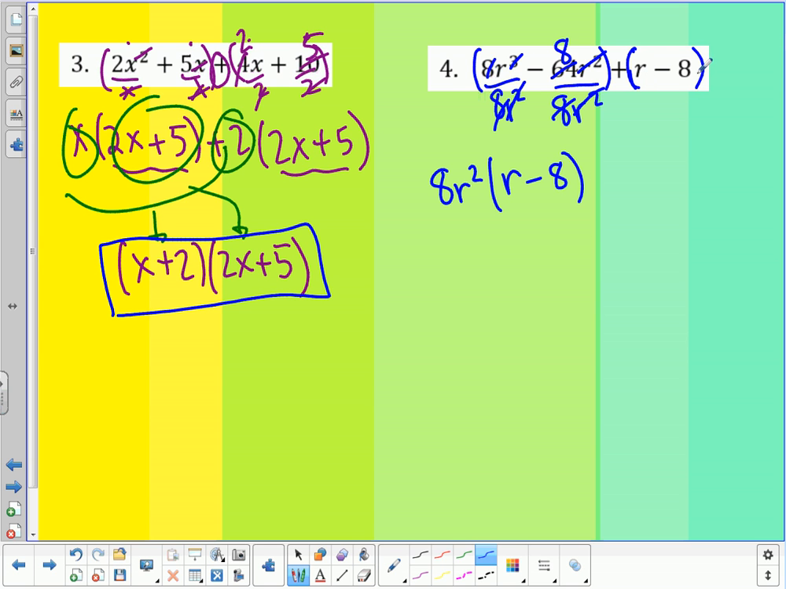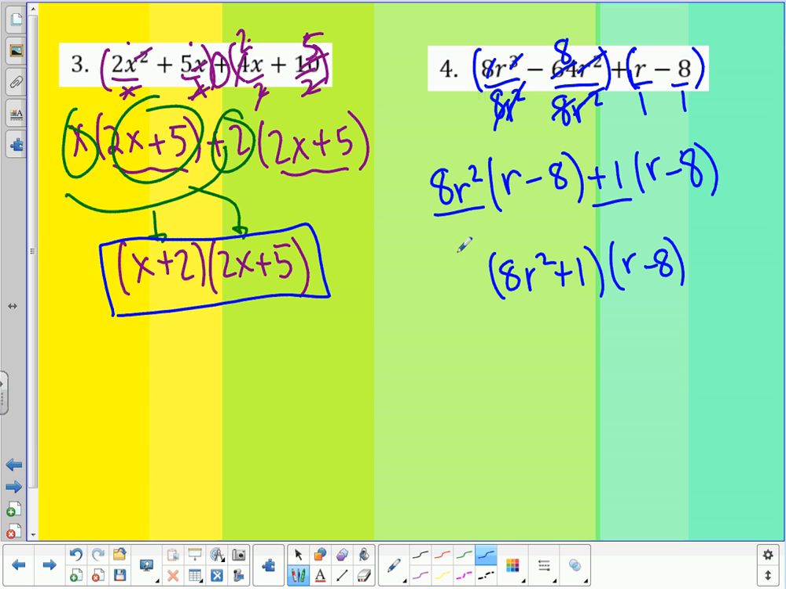Now this r minus 8 over here, there's not actually anything that I can take out of this pair except a 1. And I do have to represent that 1. I'll talk about why in a second. So I have 8r squared plus 1 and r minus 8. So that's my factored form. Now, that 1 is actually the greatest common factor here. It just seems silly because it's not changing what's left over on the inside. However, if we didn't represent that GCF, we would have lost those terms that you multiply the first and the last, or the inside and the last.